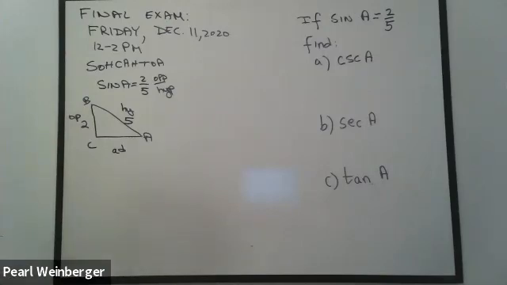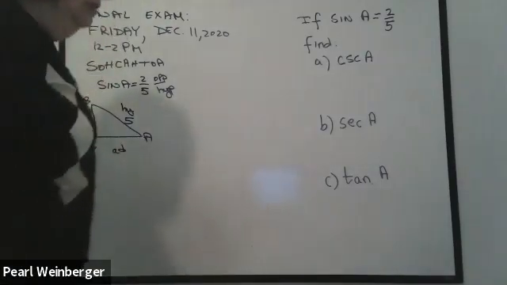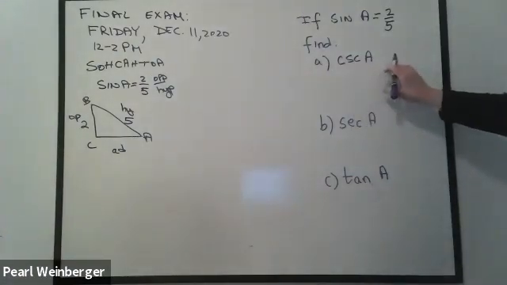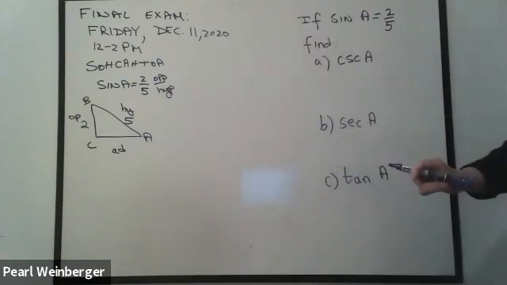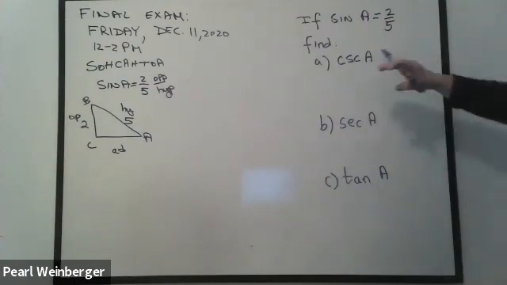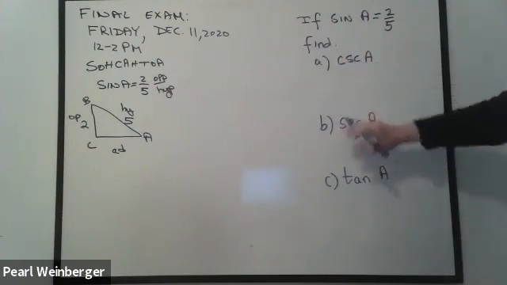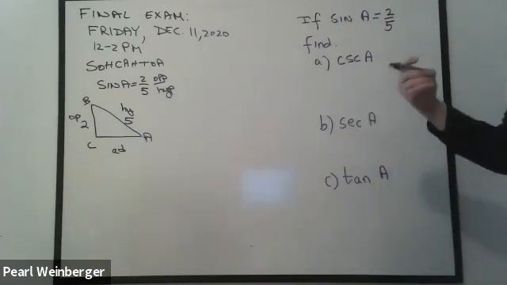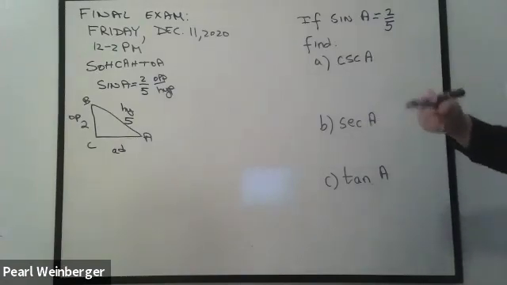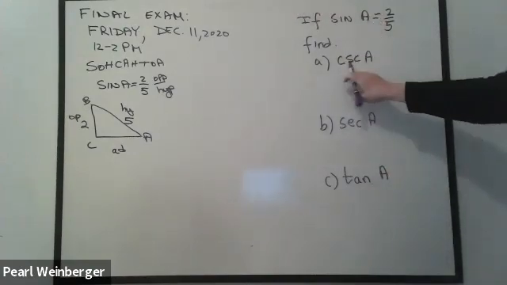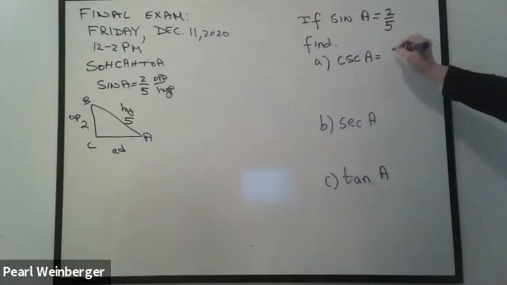Now, the first question that's asked over there is find cosecant A. Now, I just mentioned sine, cosine, and tangent. Those are the primary trigonometric functions. The three other ones, the cosecant, the secant, and something called the cotangent, are what we call the reciprocal functions. They're each the reciprocal of one of the primary ones. The cosecant happens to be the reciprocal of the sine.